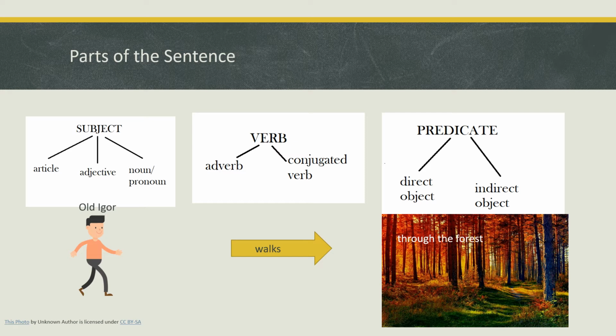The second part of the sentence is the verb, which may have an adverb, but it always has to have a conjugated verb. And the last part is the predicate, which has the direct object and the indirect object. Now, technically speaking, the predicate is not really required to understand something as a complete sentence. If we have a subject and a conjugated verb, that would be enough.